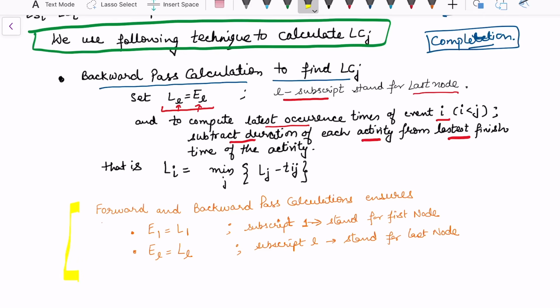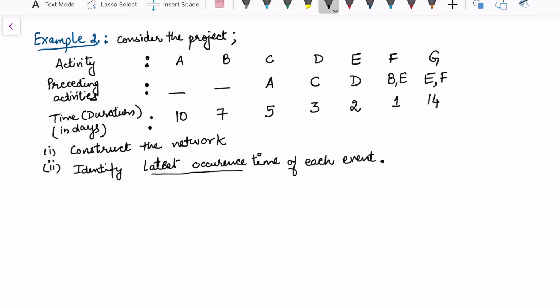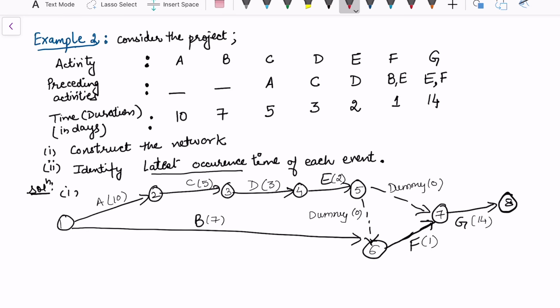Now let's look up the calculation of latest in the same example. So here I have considered this as example number 2. And the question is again the same, except that now I need to calculate latest occurrence time. So I'm going to first quickly construct the network in the same way. Now for the latest calculation, we need to start from the last node. We have just said that earliest of last node is the same as latest of last node. So this means latest of 8th node in this case is 35 days.